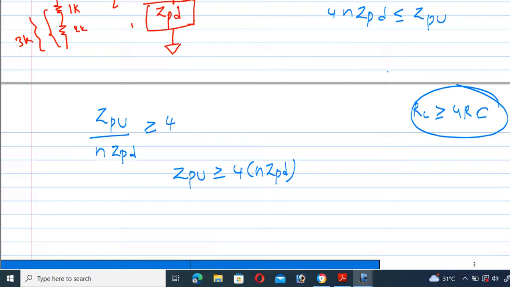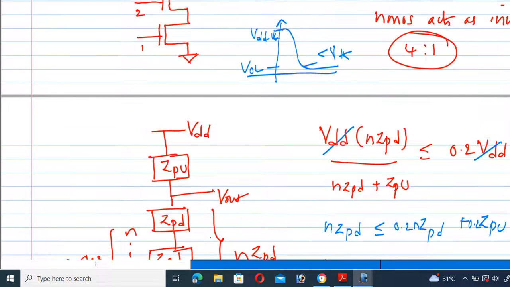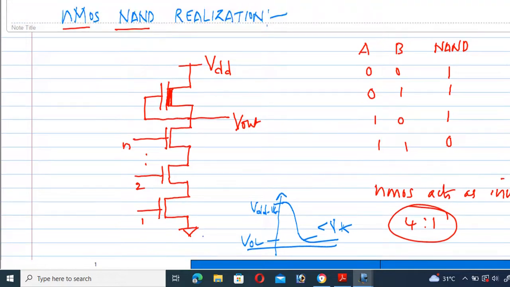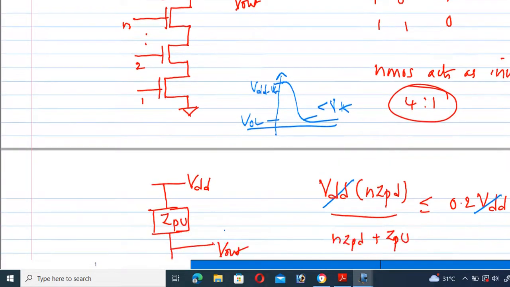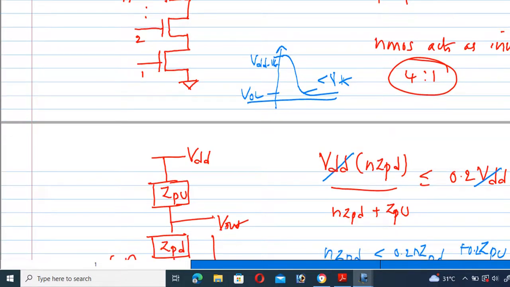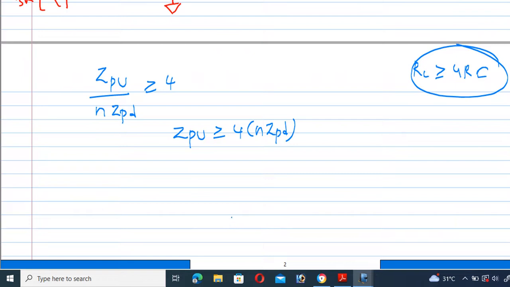Whenever this criteria is satisfied, only at that time does the corresponding transistor act as an inverter. So from this diagram, it is very clear. NMOS NAND gate realization uses a depletion MOSFET as a pull-up device, and enhancement NMOS transistors as pull-down. This is the minimum criteria. Whenever this is satisfied, it acts as the corresponding NAND gate realization. So this is a very crucial point.